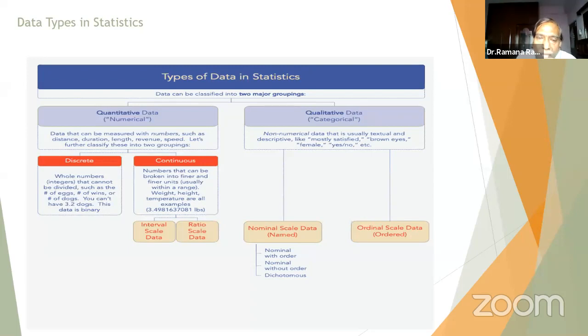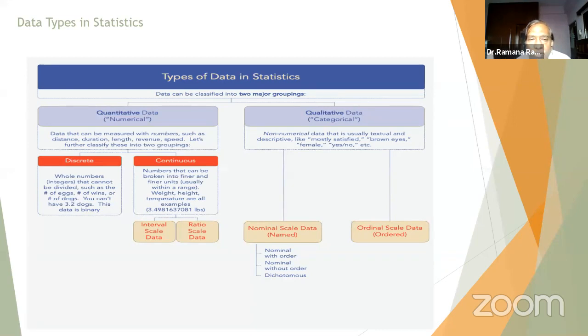Primarily it is divided into two: quantitative data and qualitative data. There are many other subdivisions, whose usage is very limited and very rarely used. I have not kept them here intentionally, so that we can focus on our study. Whatever I have presented here are the very widely used types of data.